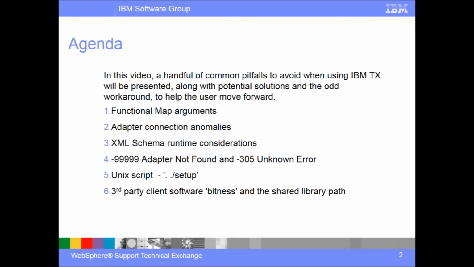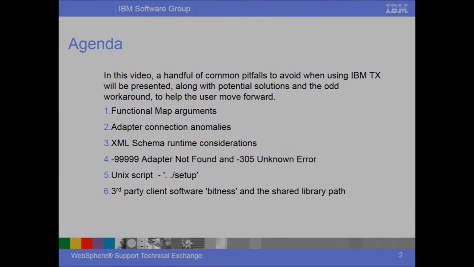In at number 1, we will tackle the thorny subject of functional maps. Running a close number 2, adapter connection anomalies. New at number 3, XML Schema considerations. A non-mover at number 4, that classic pair, adapter not found and unknown error. Number 5 sees us take a quick look at the Unix setup script. 6 rounds off the first half with a quick word on third-party client software bitness and shared library path shenanigans.